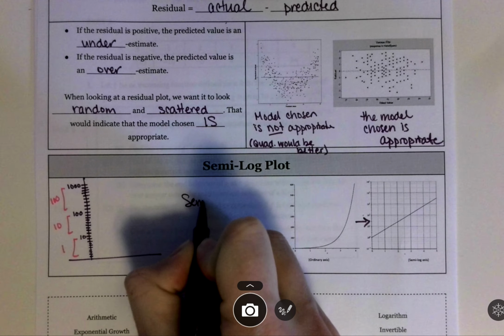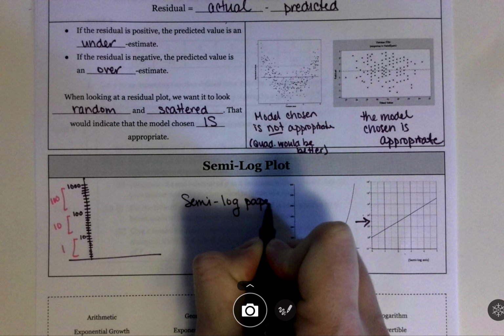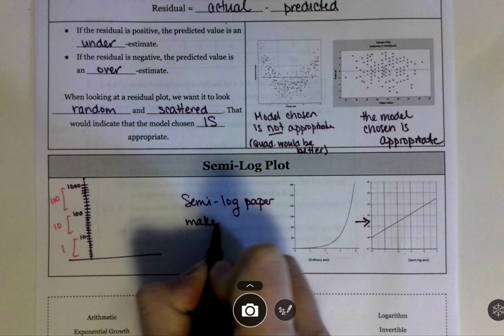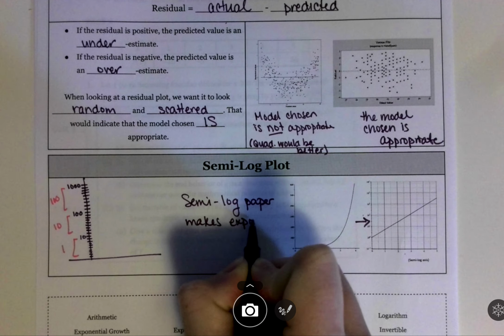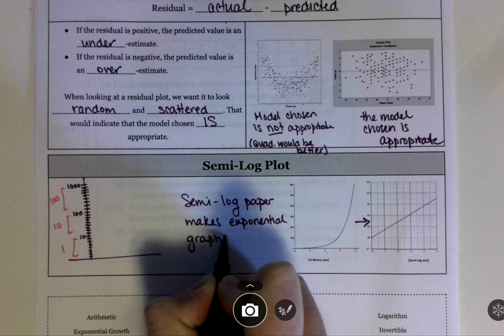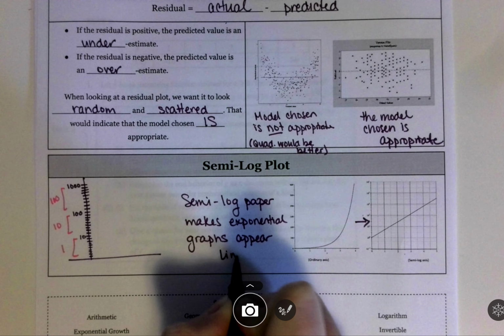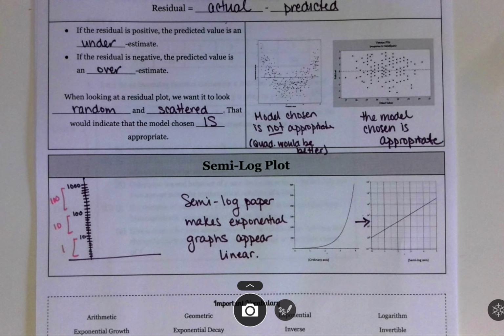So we're just going to make a little note here. Semi-log paper makes exponential graphs appear or look linear.